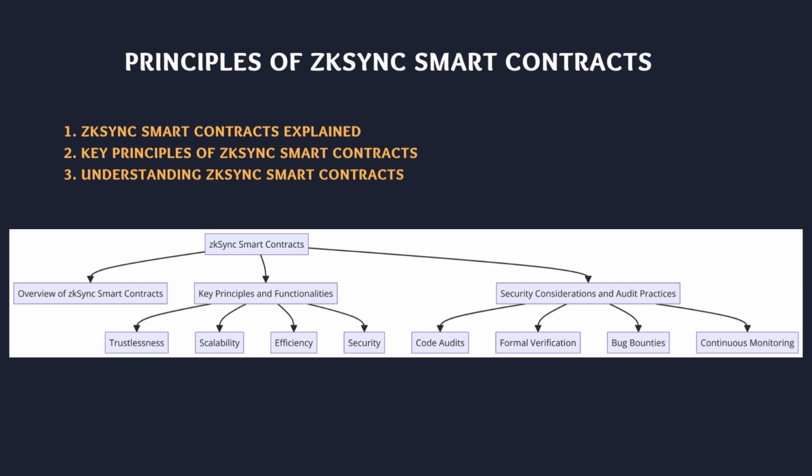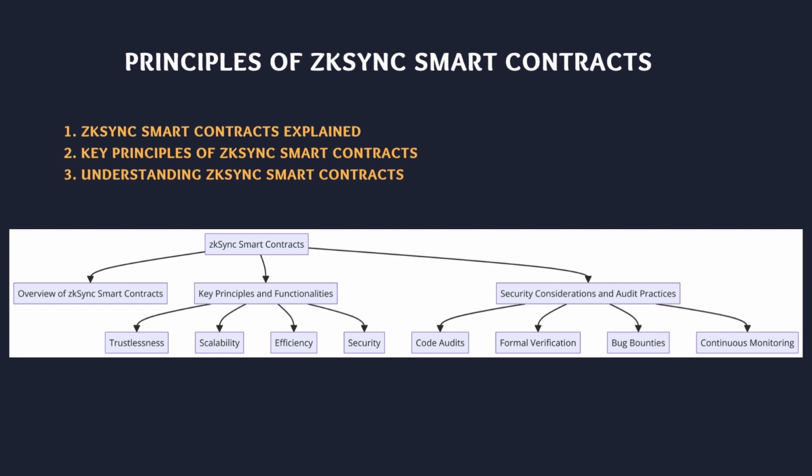1. Trustlessness. One of the core principles of zkSync smart contracts is trustlessness. This means that users can interact with the system without needing to trust a central authority. Instead, the system relies on cryptographic proofs to ensure the validity and integrity of transactions.